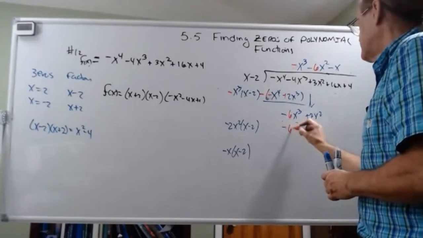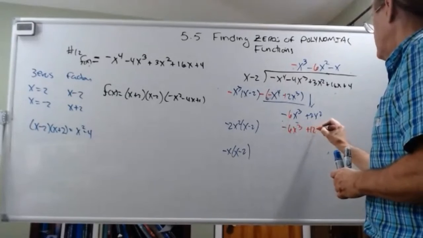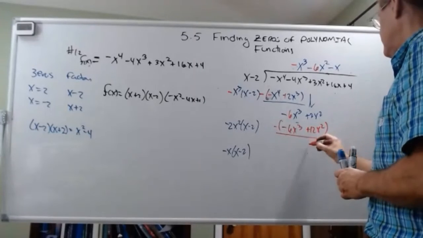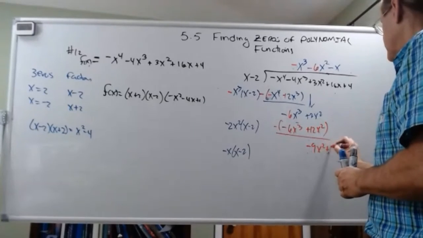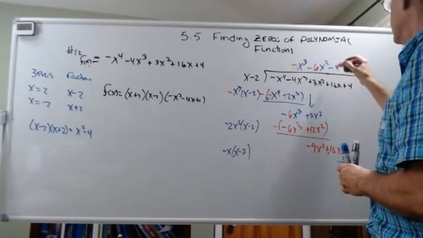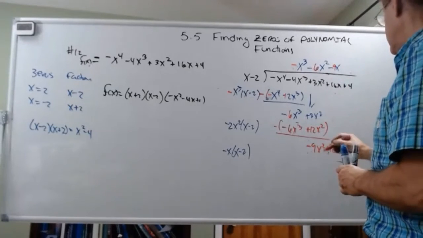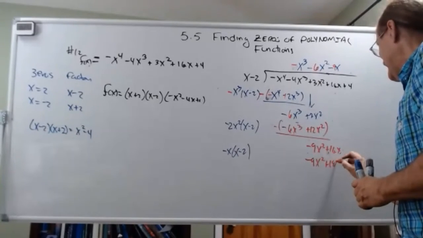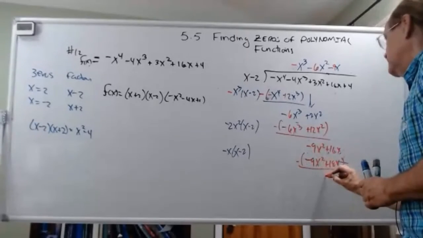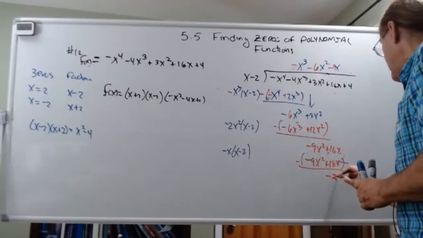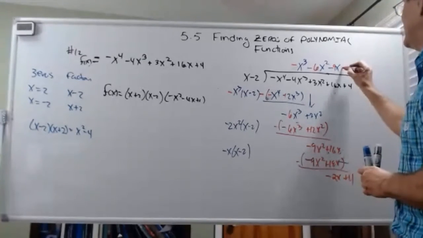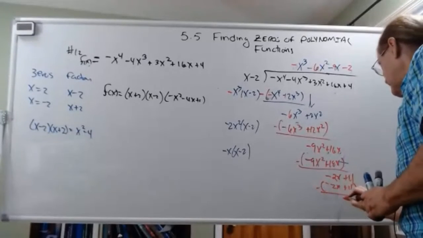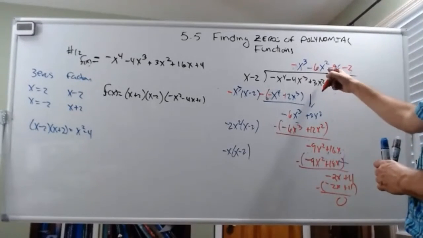And I get my negative 6x cubed plus 12x squared. Subtracting that, I end up with a negative 9x squared plus 16x. So negative 9x squared plus 18x, but I'm subtracting, so it gives me a negative 2x plus 4, so it gives me a negative 2 over here, negative 2x plus 4, and I subtract, I get 0. So now I know that's correct. So I'm down to this.